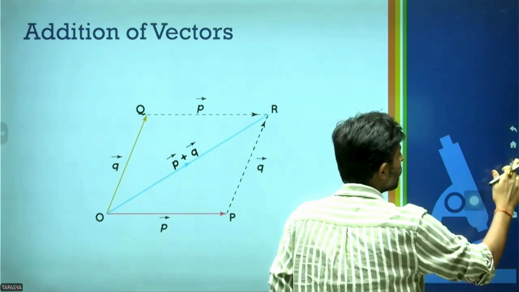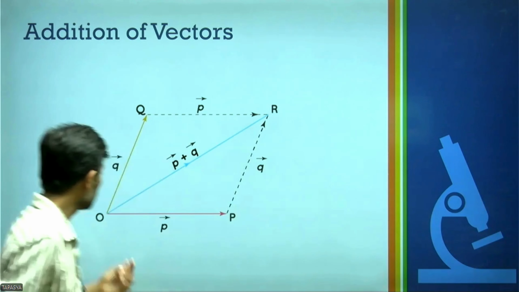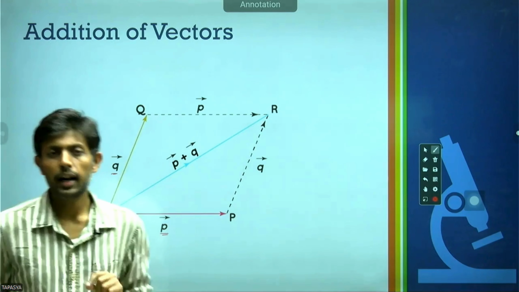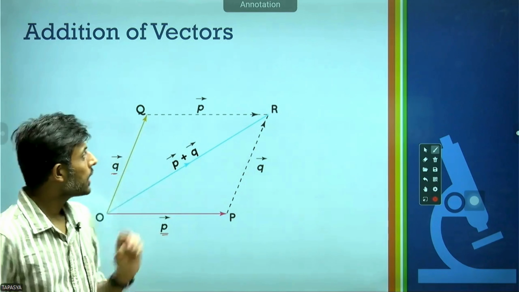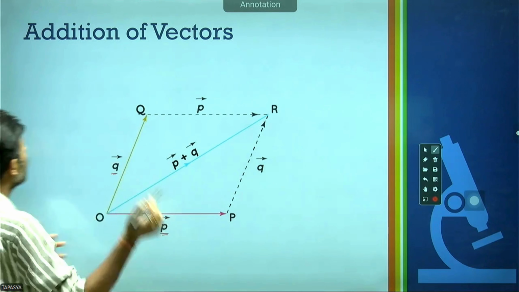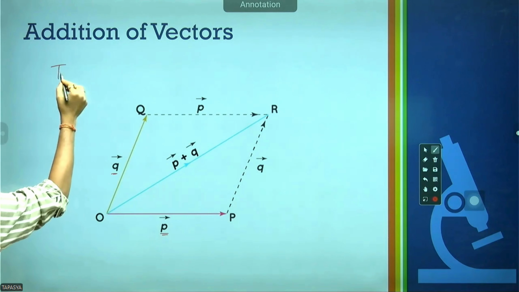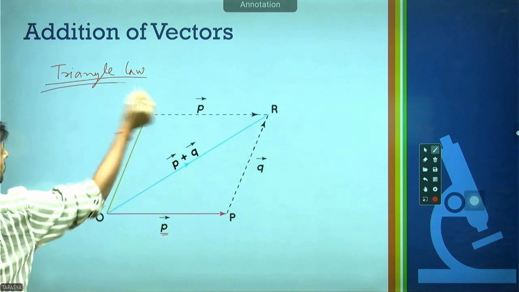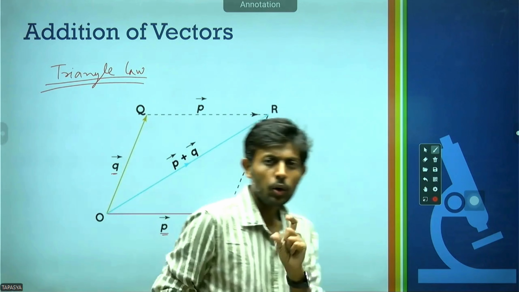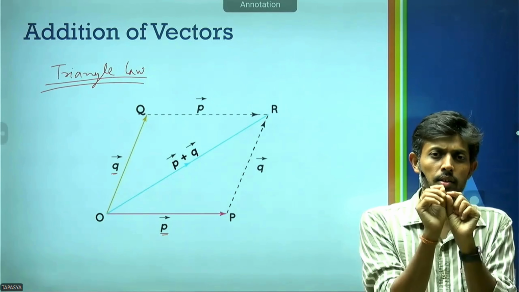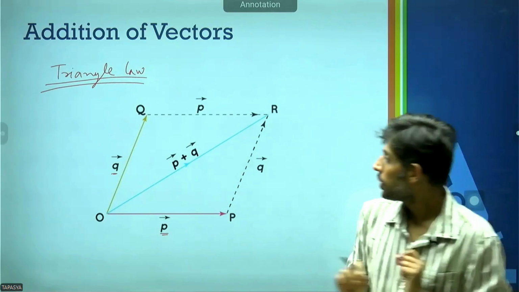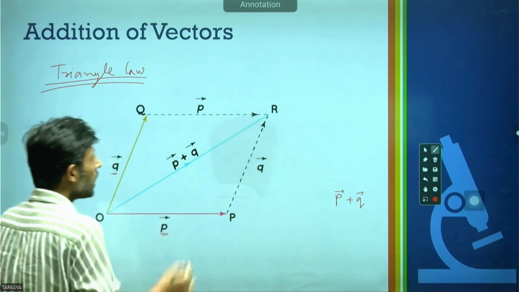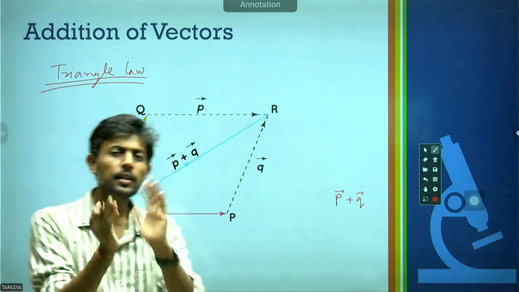As you can see, we have two vectors here, vector P and vector Q, and we are going to add those two vectors. There are different ways to do that. First, what is called the triangle way or the triangle law of vector addition. In this, what you do is you join the two vectors head to tail. So if we have to do P plus Q, triangle law says that you first rearrange the two vectors.